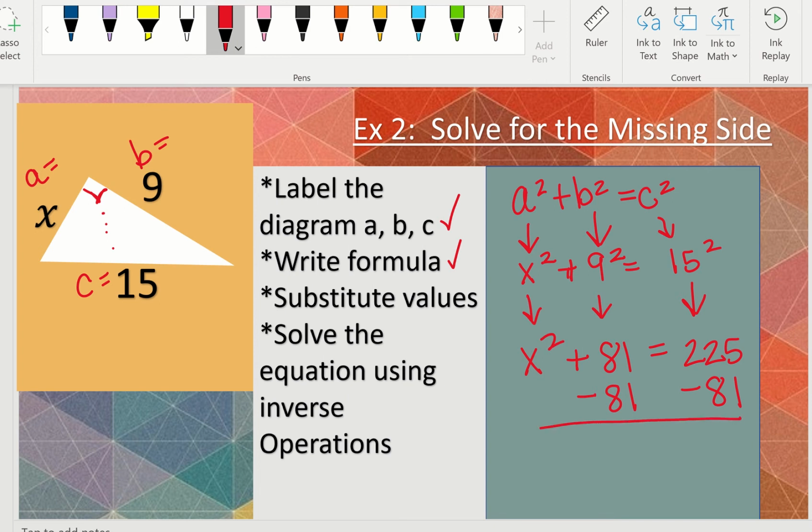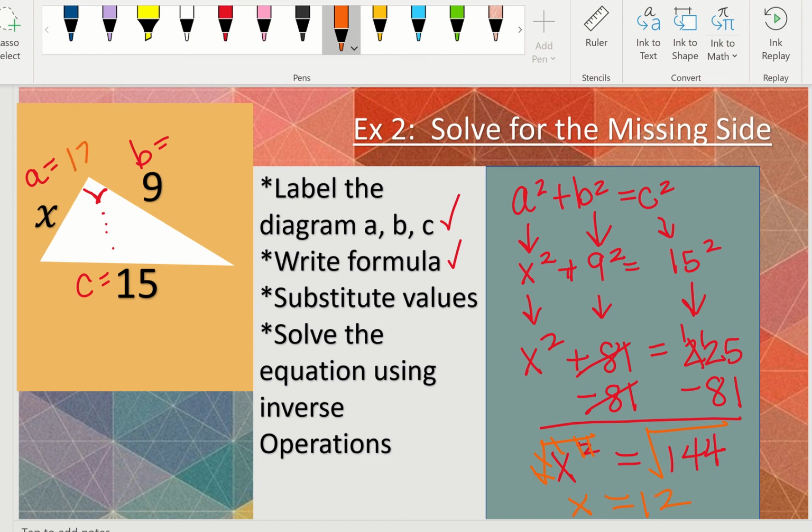So if I subtract 81 from both sides, those 81s cancel each other out because one's a positive, one's a negative. I'm left with X squared is equal to 5 minus 1 is 4, 12 minus 8 is 4, and 144. Now the last step, which we just learned in the last unit, is when you have X squared equals a number, to solve for X, you take the square root. Square root and squares are opposites. So if we square root both sides, we get X equals 12.